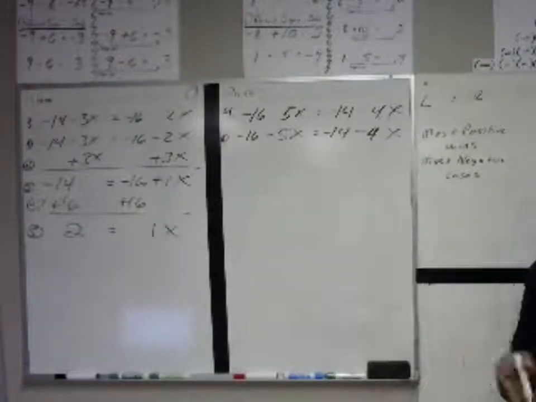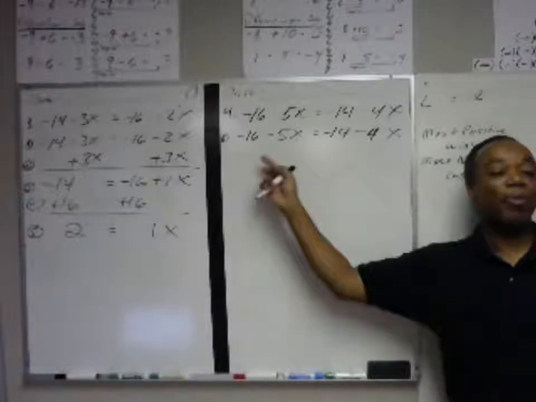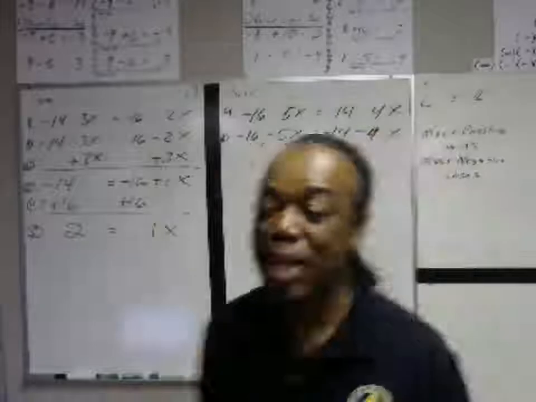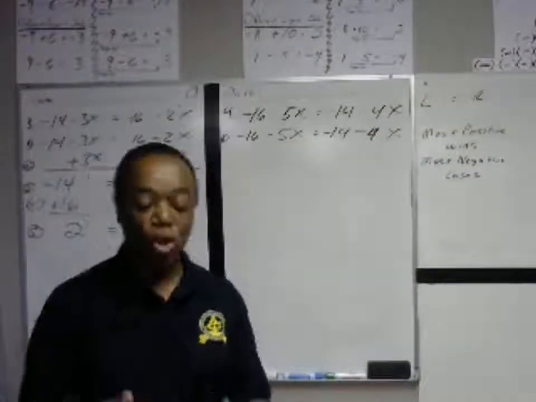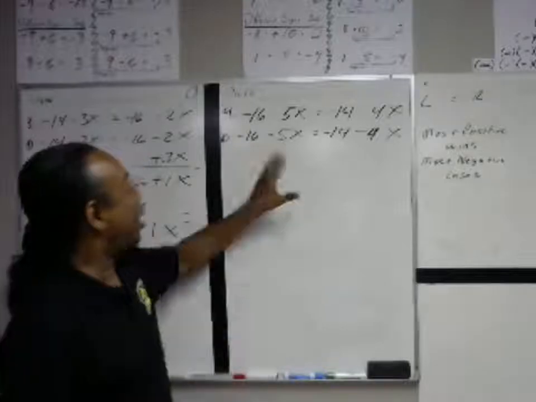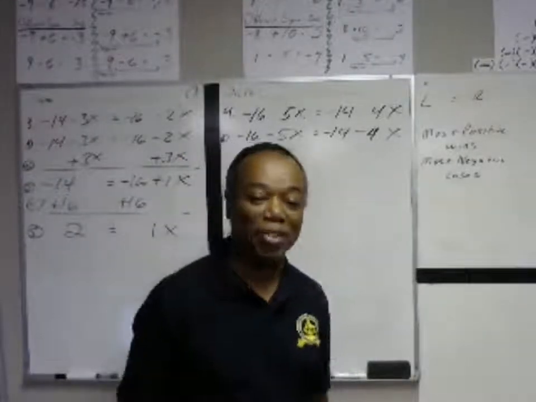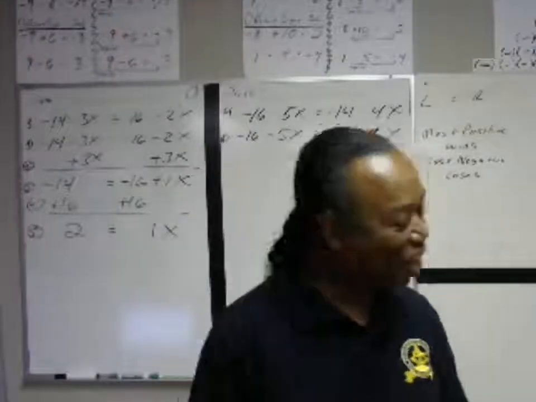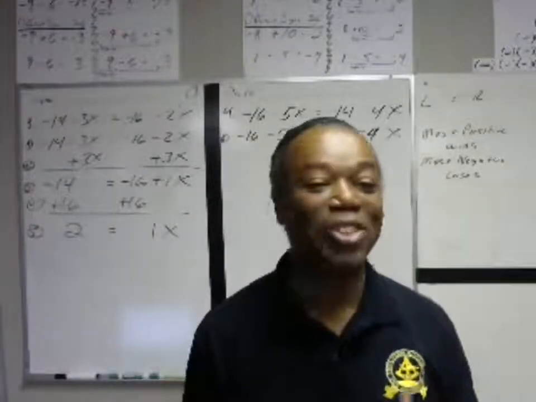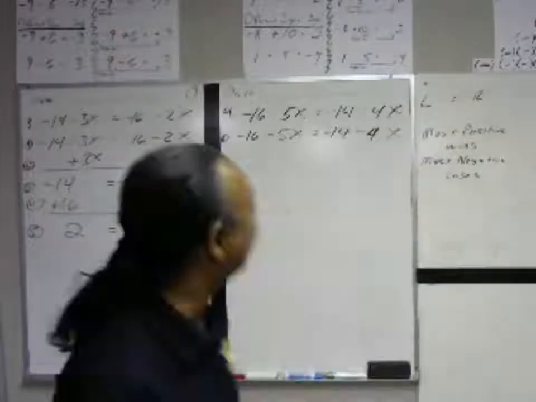All right, number 4, first step. Preserve the integrity of the original problem. And now let's find out who is more negative. We got a negative 5x and a negative 4x. Who's the most negative? Negative 5. Exactly right. He's the one that leaves the building, the one we fire, get rid of.